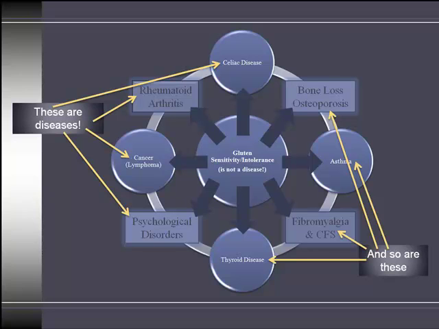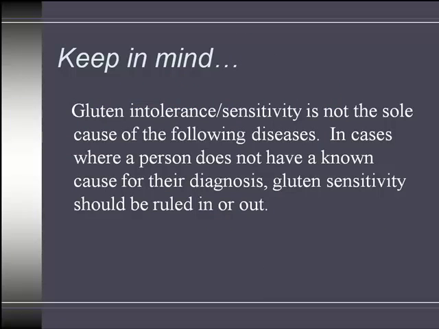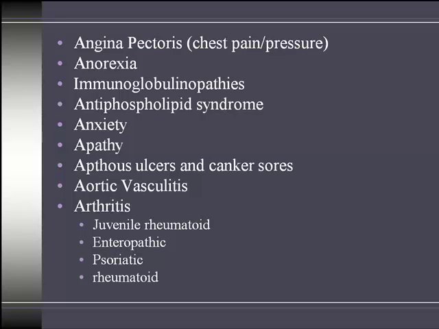Now, let's take it one step further, because gluten is linked to so many more things than just what we just saw. I'm going to show you a short list of a number of the different types of conditions that have been identified in patients with gluten sensitivity. So buckle up and hold on. Here we go. You can see on this first one: angina pectoris, anorexia, immunoglobulinopathy, antiphospholipid syndrome, anxiety, apathy, aphthous ulcers, aortic vasculitis, arthritis, a number of different types of arthritis, as you can see here. Juvenile rheumatoid arthritis, enteropathic arthritis, psoriatic arthritis, rheumatoid arthritis.